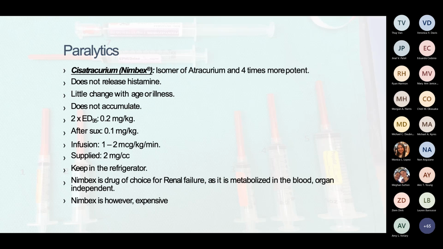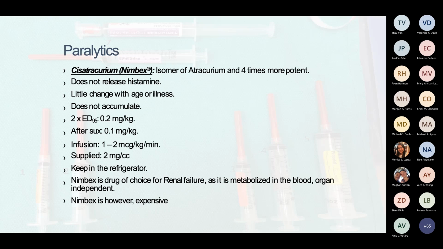As far as the dosing, usually it's going to be 0.1 milligrams per kilogram if you've already induced with sux, or if you're just using it standalone, 0.2 milligrams per kilogram. Historically, I found that patients don't do very well with Nimbex as an induction agent. It's almost like you're intubating with whatever else you gave. So sometimes if I'm in a situation where I have to use Nimbex, I'll topicalize, I'll give other things.